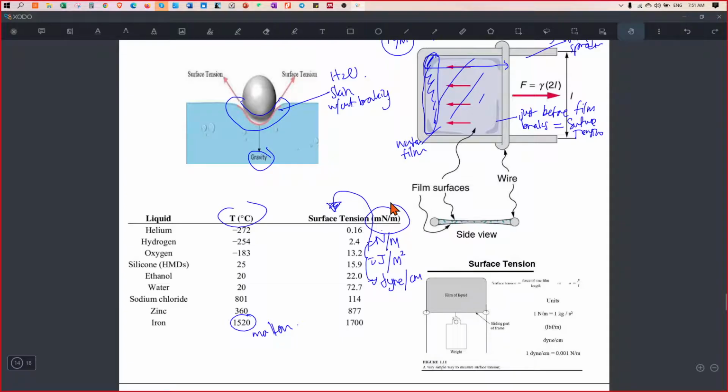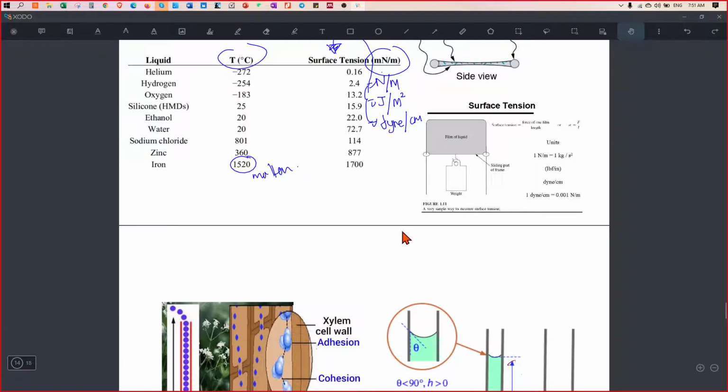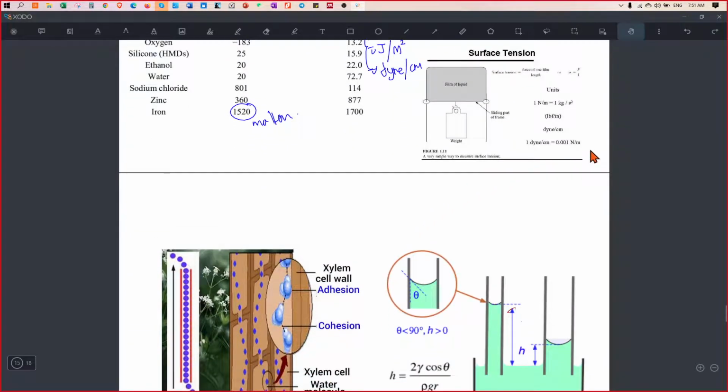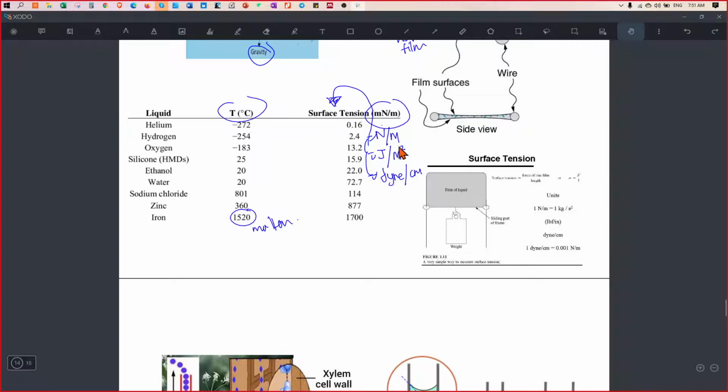What is the energy needed to do it? Oh yeah, it says here. See, I'm super extra kind to you to write all this. It's already here: dyne per centimeter, Newton per meter, and this is pounds per inch.